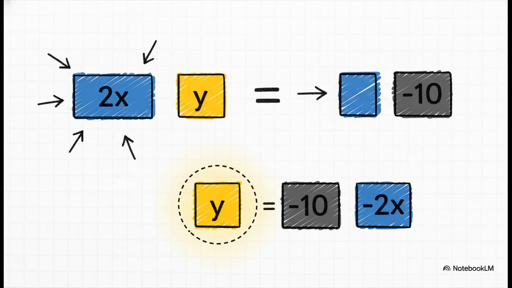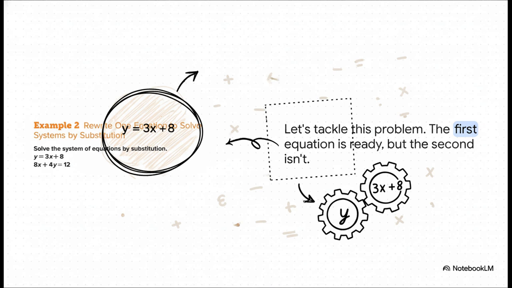An equation might not come in that perfect y equals blank format. So our first job is to just rearrange one of the equations to get a variable by itself before we can even think about substituting. Okay, let's tackle this one together. We have y equals 3x plus 8 and 8x plus 4y equals 12.